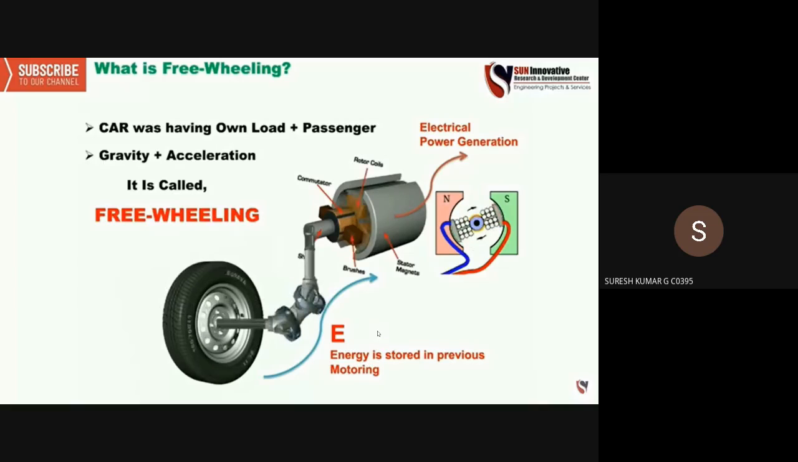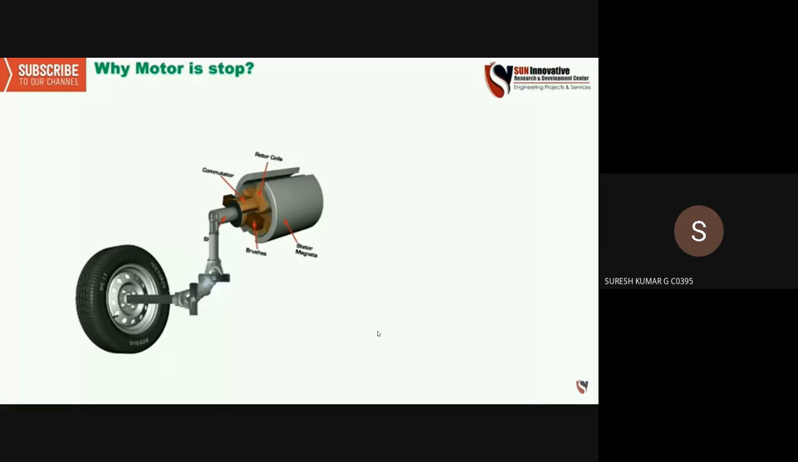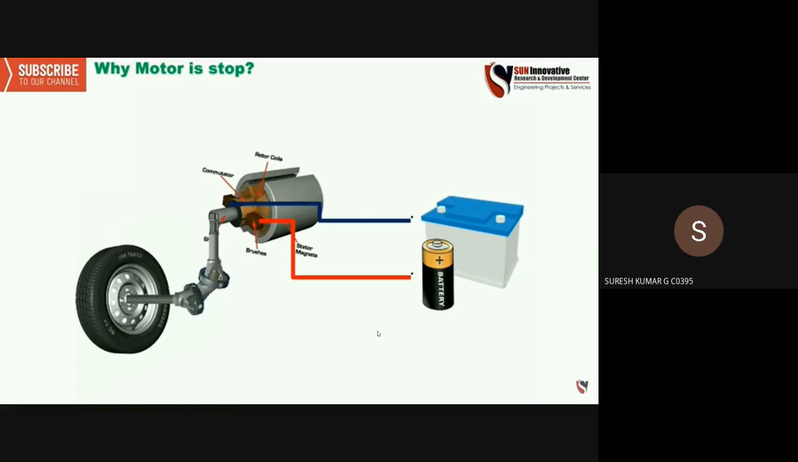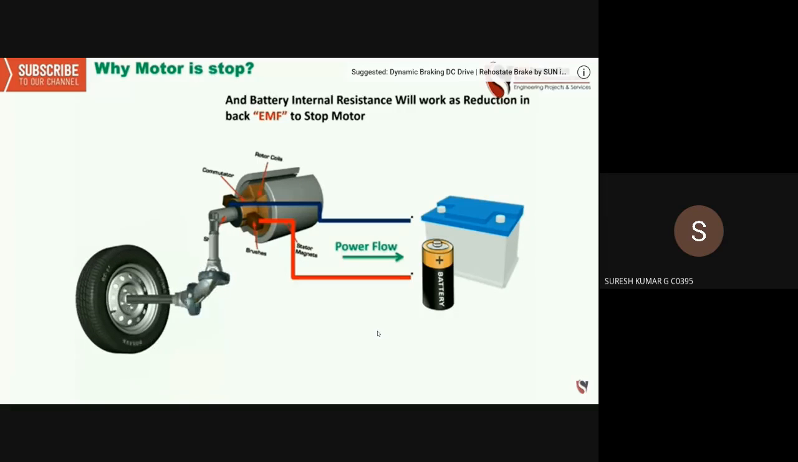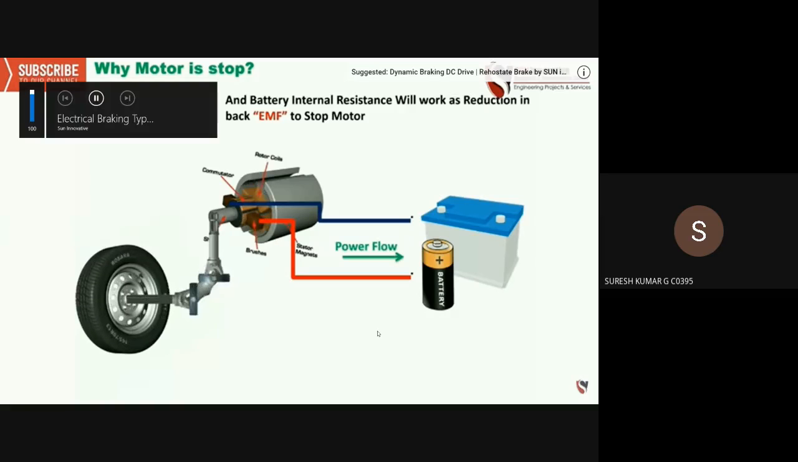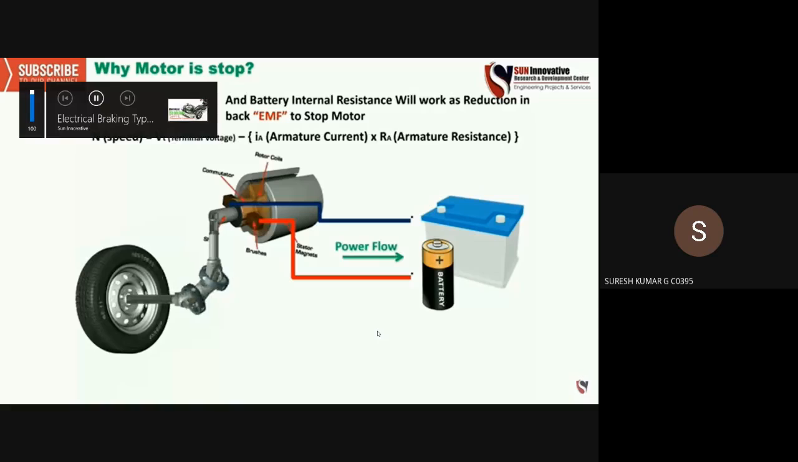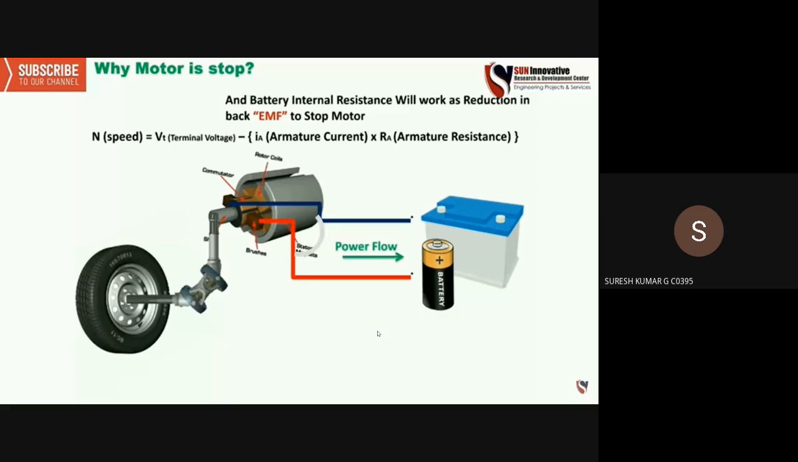Now coming to the next topic, why the motor is stopped. So this is again in the assembly, where it was connected with the motor. So when it is disconnected, whatever back EMF is generated through the armature is connected to the battery. So power is reversed to the battery, and reduction in back EMF will stop the motor. The equation is written where N speed is equal to Vt terminal voltage minus armature current multiplied by armature resistance.